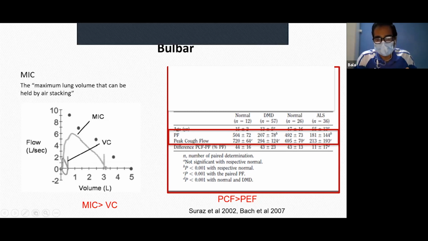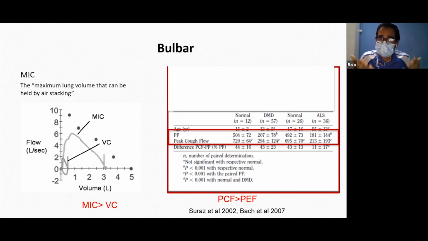Normally with NMD or motor neuron disease, vital capacity keeps going down because it's a progressive disease. But you can still maintain your MIC. So what is MIC? It's an artificial vital capacity. The patient cannot take a bigger volume, but you can stack the patient's air inside. If MIC is greater than VC, like maximum lung volume is greater than vital capacity, it means that the bulbar is intact.